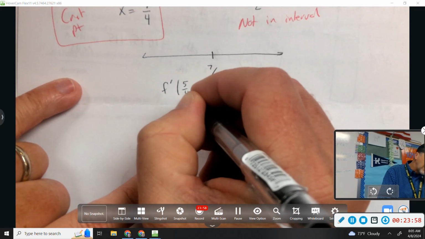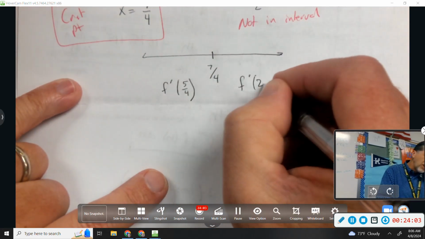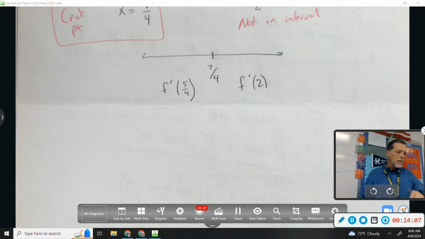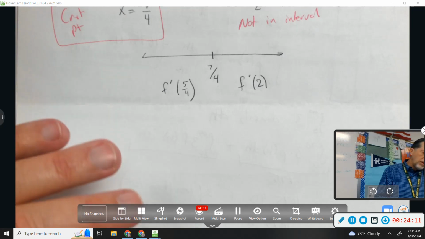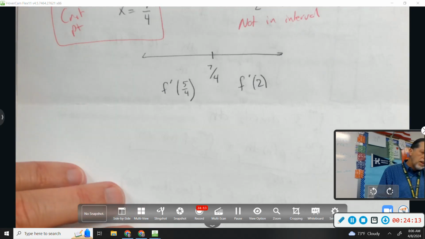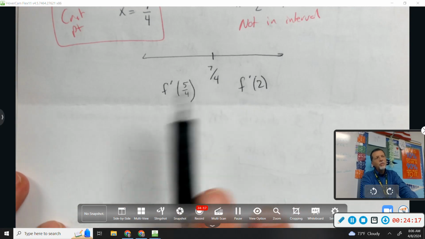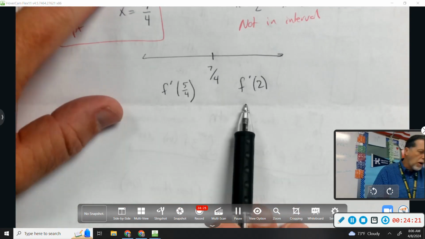I don't like that. Maybe 1.5. I don't know. On the other side, we can check 2. That would be a little easier to check. You know what? I'm maybe pressed for time. So I'm going to check the 2 and then use the alternating rule. Right? I'm going to cheat on this thing. F prime at 2.